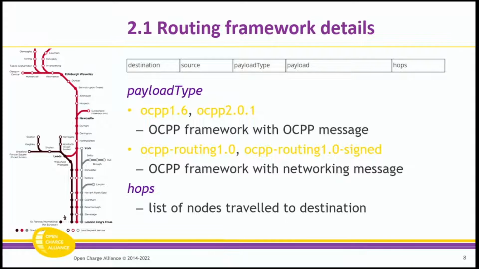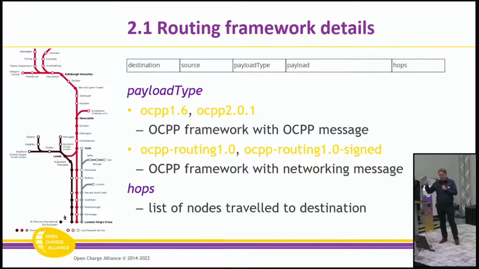And we also have several additional messages that you can send, which are not OCPP messages, but are specifically to, for example, set up the network. It turned out that you need some messages to configure the network, and you cannot do that in a regular OCPP message. So in that case, you have a payload type of OCPP routing. And we also added the functionality to sign your message, so you can guarantee the authenticity of the message. In that case, the payload type becomes routing signed.